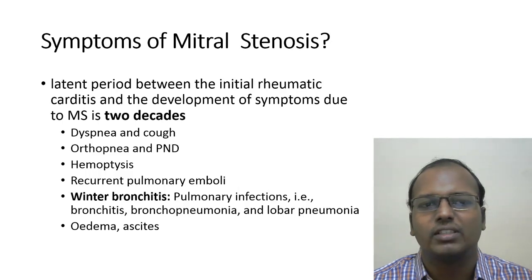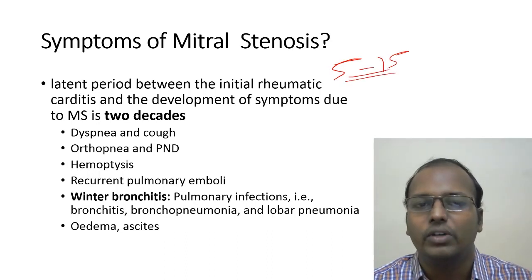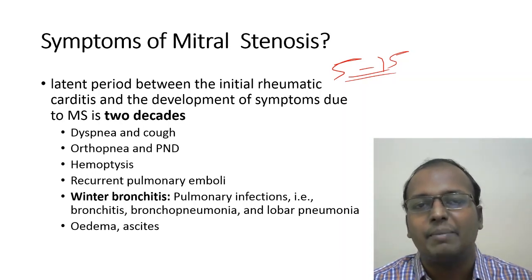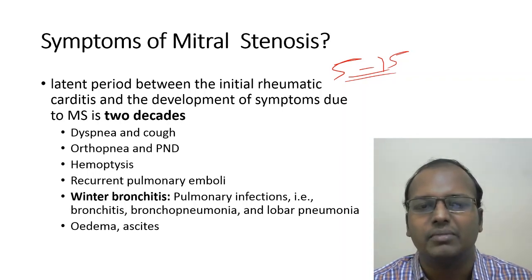Symptoms of mitral stenosis. So what are the symptoms? There will be a latent period. You should remember that rheumatic fever occurs between 5 to 15 years, whereas the manifestation will take around 2 decades. In mild mitral stenosis, there will not be any manifestation. And if there are hyperdynamic circulation states like anemia or thyrotoxicosis, then the patient will manifest with symptoms.